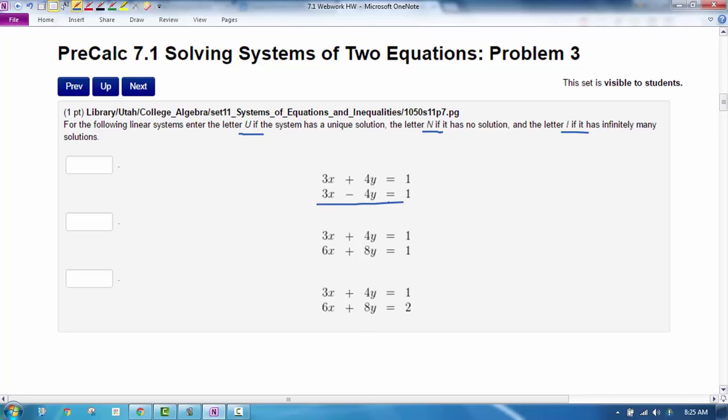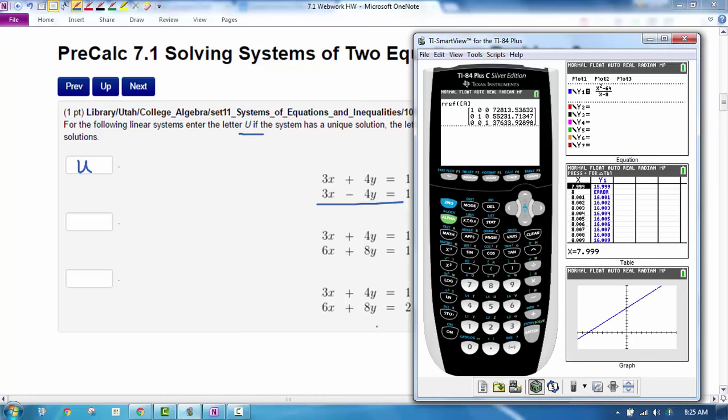This one's already set up for elimination. If you add them together, you get 6x equals 2. Divide both sides by 6, you get x equals 1/3, 2/6. So if you plug that back into either one of the equations, 1/3, you get y equals 0 then. So there's my unique solution, so that's unique. But we could also do this in the calculator.